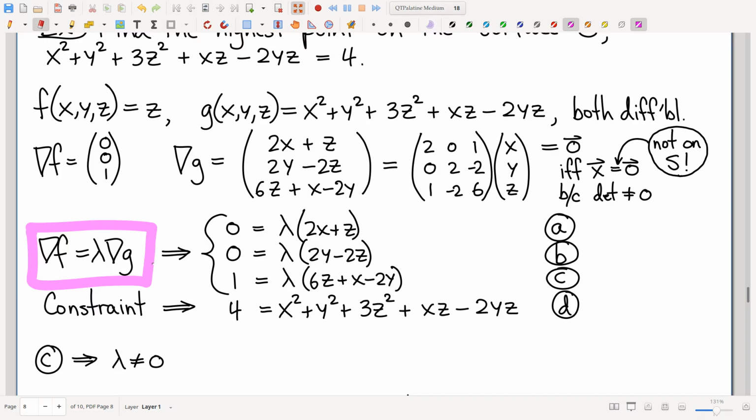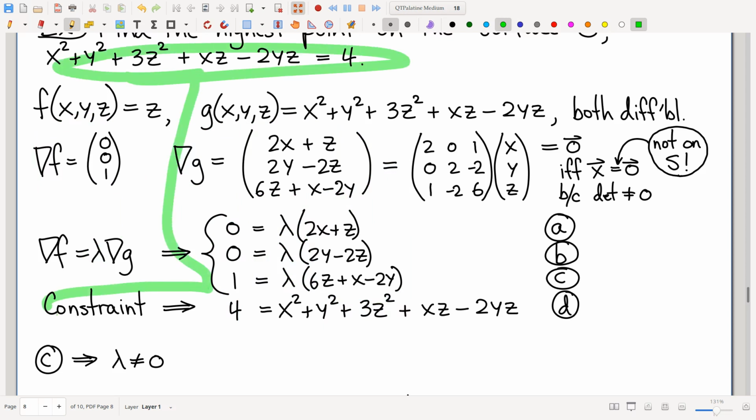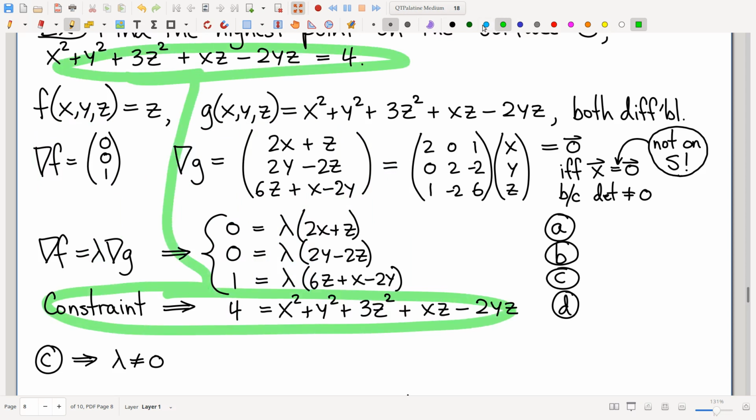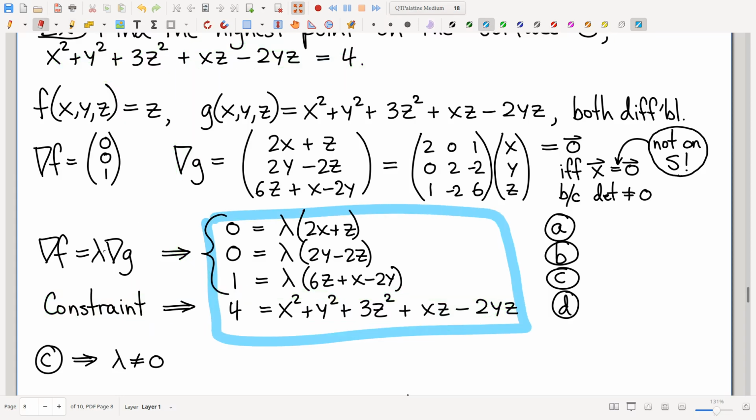You got your gradients, right? The gradient of f is this. The gradient of g is this. Having one be a multiple of the other just means that. And along with your original constraint, you now have 4 equations and 4 unknowns to solve.